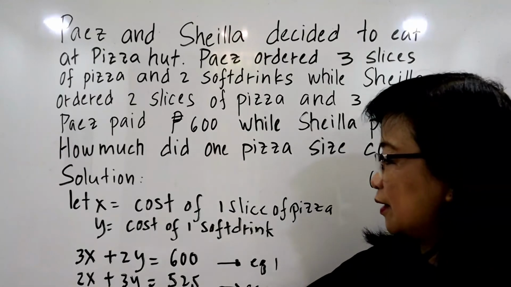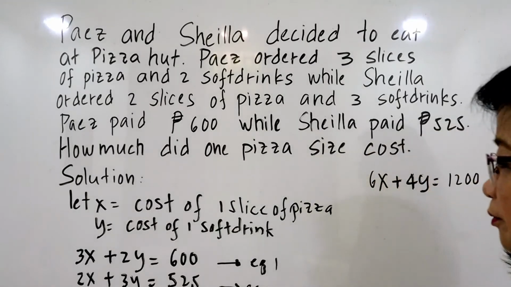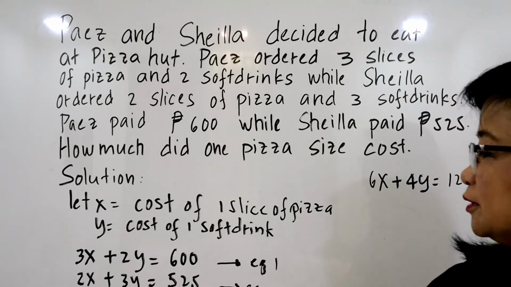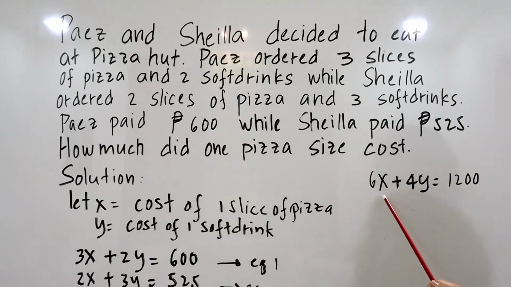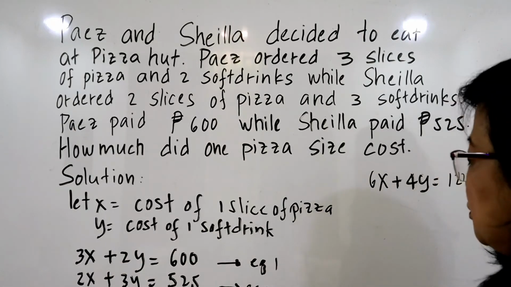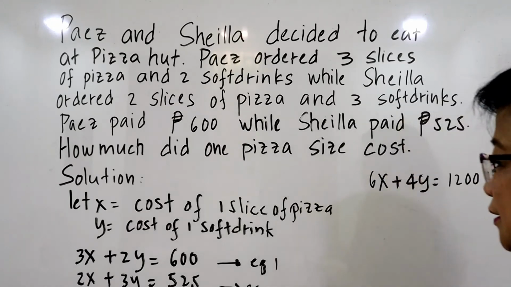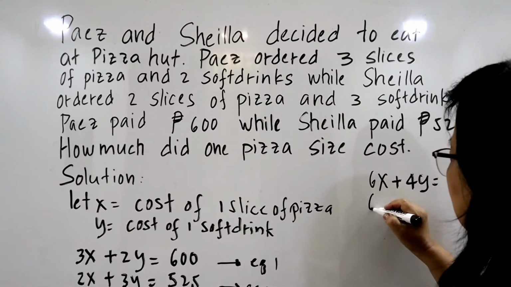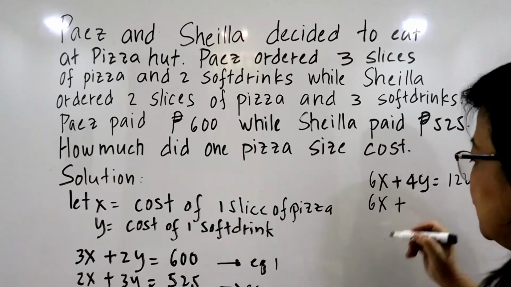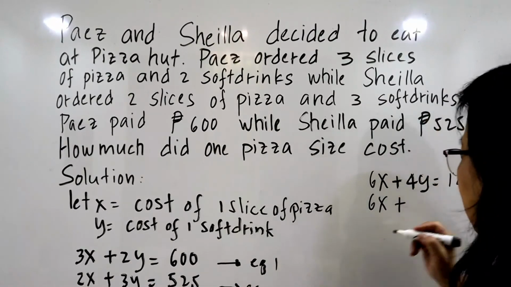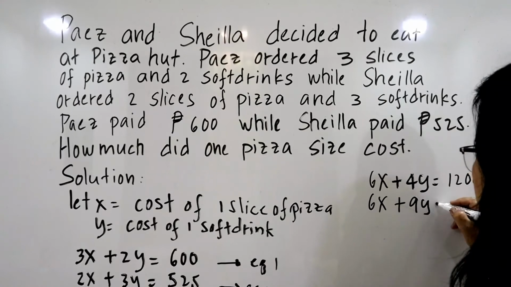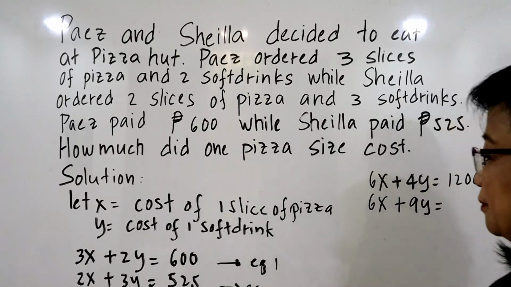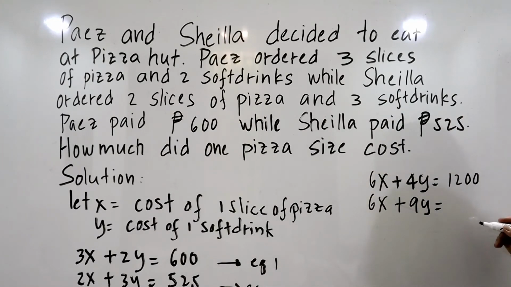Now, the second one, also, we have to multiply by a number, so we can multiply it by 3, so it will become 6x. So, at least we can subtract to eliminate one variable. So, we multiply this one by 3, so it will become 6x plus 3 times 3 is 9y is equal to 525 times 3 is equal to 1575.